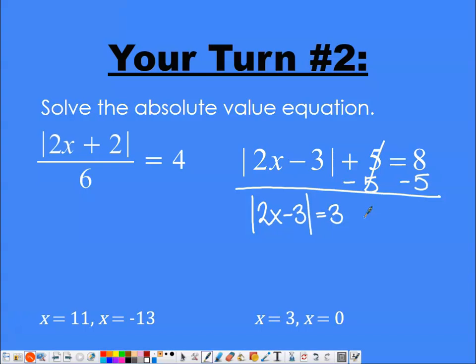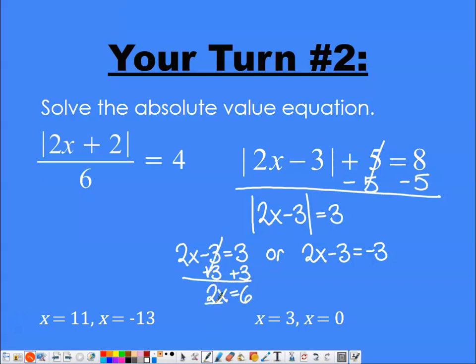Now we can set up our two equations. So we have 2x minus 3 equals positive 3, or 2x minus 3 equals negative 3. Let's go ahead and solve. So add 3. 2x equals 6. X equals 3, right? And then this one, we're going to add 3. 2x equals 0. And then x is equal to 0 when we divide by 2.